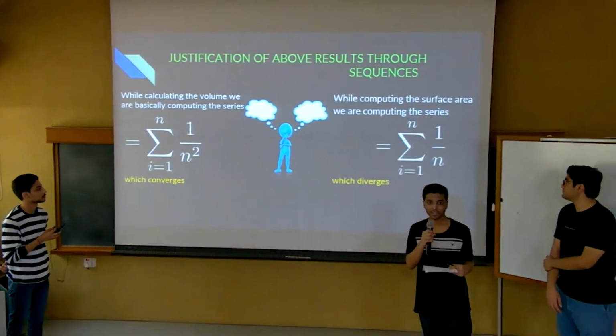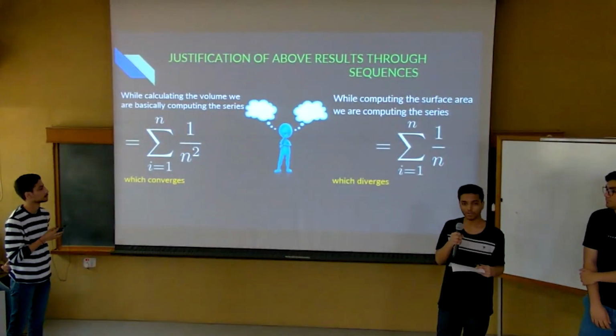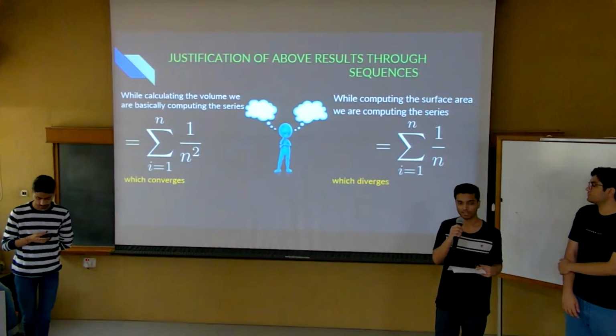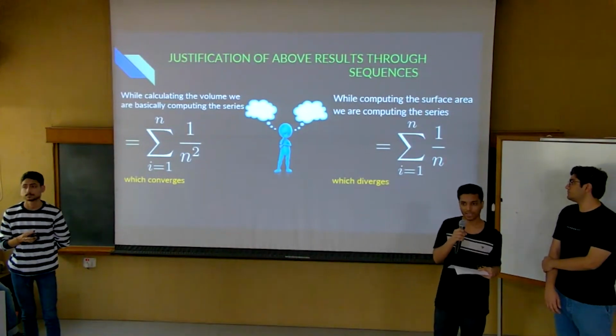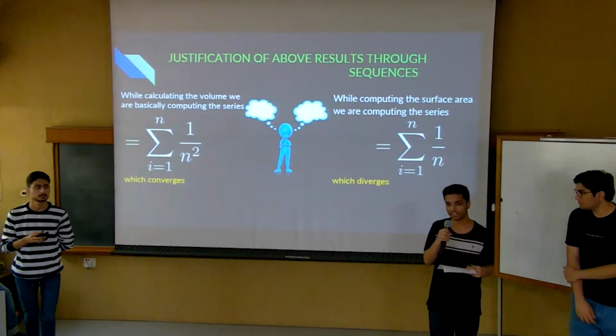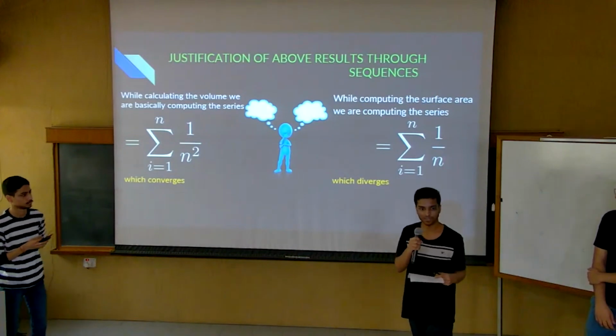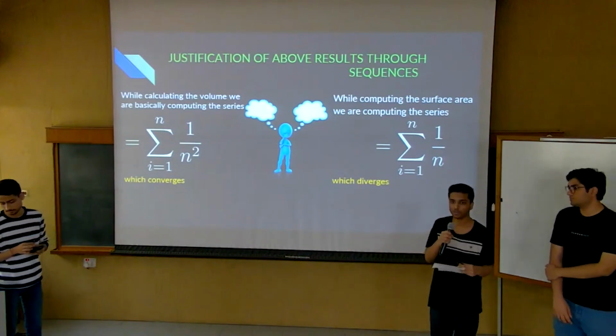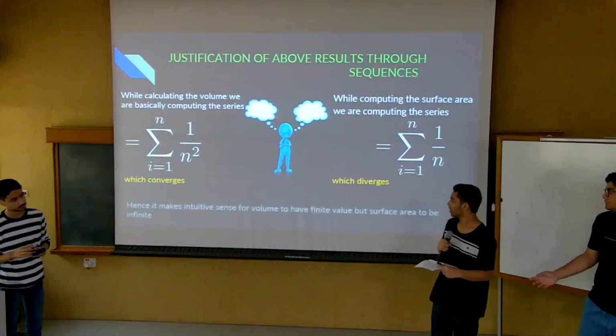But while calculating the area, the area of one frustum is proportional to the radius. So radius here is 1 by x. While integrating, we are basically summing up a series of 1 by n, which diverges. So it makes sense for the area to be infinite.